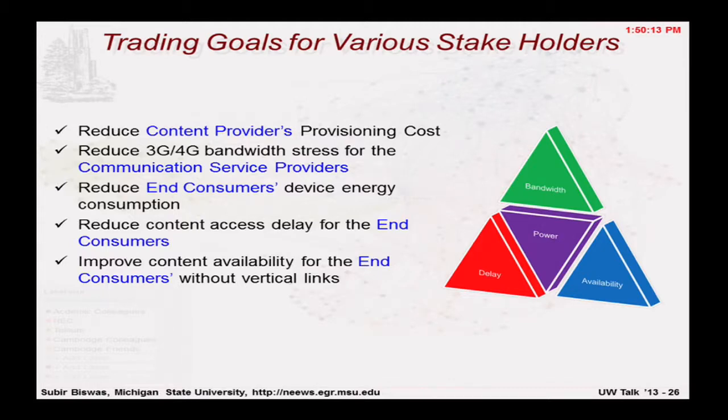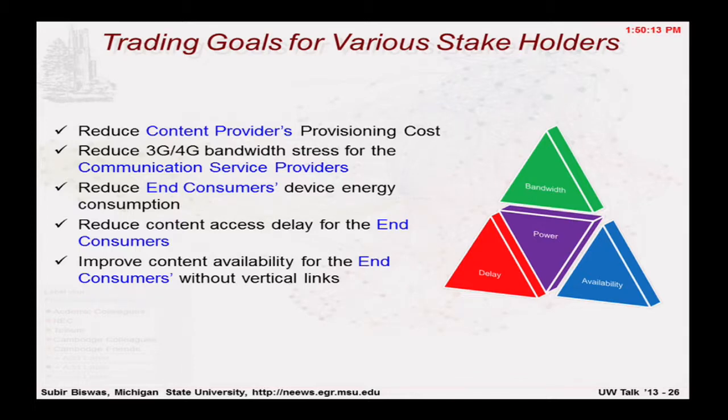Depending on which stakeholder you are looking at, the trading goal could be different, right? If it is Amazon, it's trying to reduce the provisioning cost for each content so that its margin can be higher, right? If you're looking at the end consumer, its goal is going to be to minimize the energy consumption and also maybe to improve the availability, because if you have a tablet which doesn't have a vertical link, it has only a lateral link, which is the Wi-Fi or Bluetooth, then can you improve the availability for that particular end consumer.